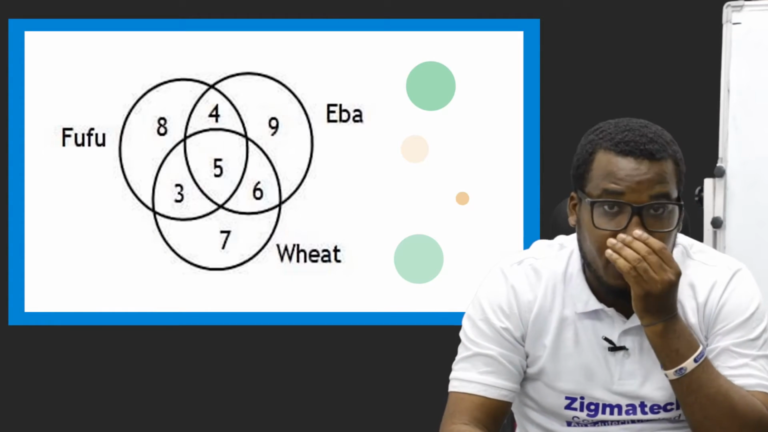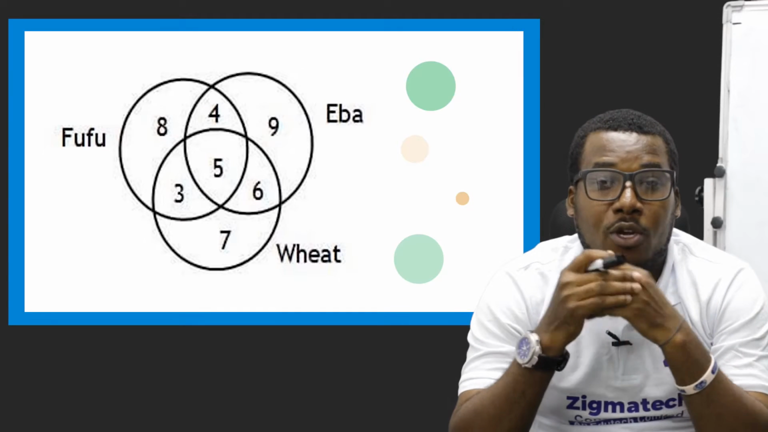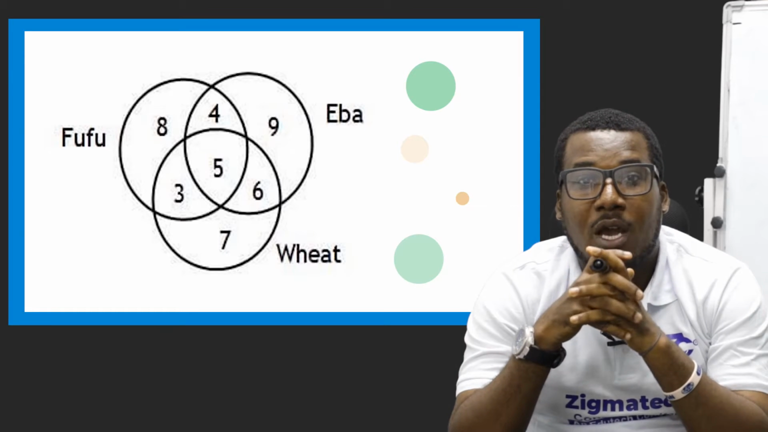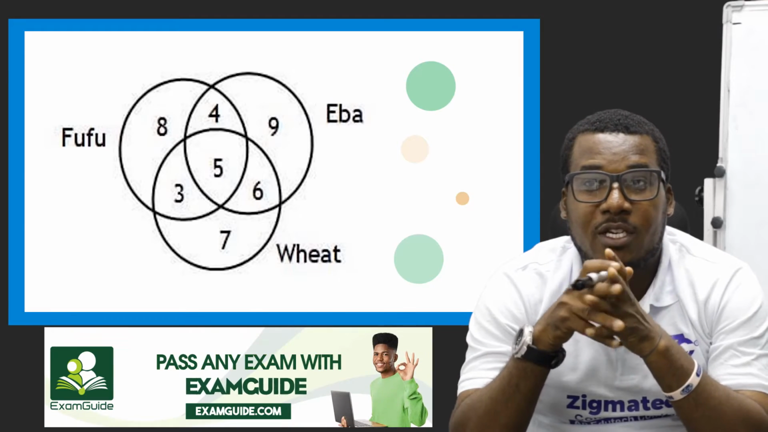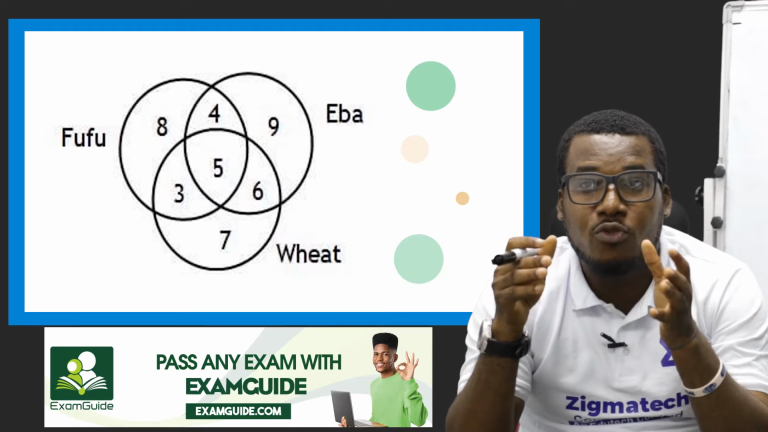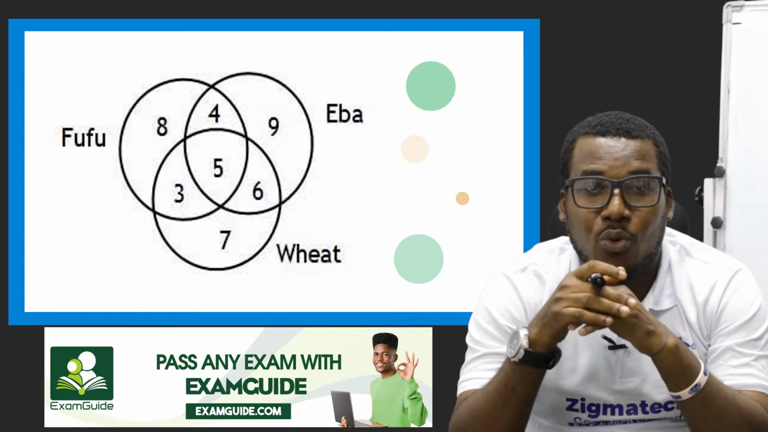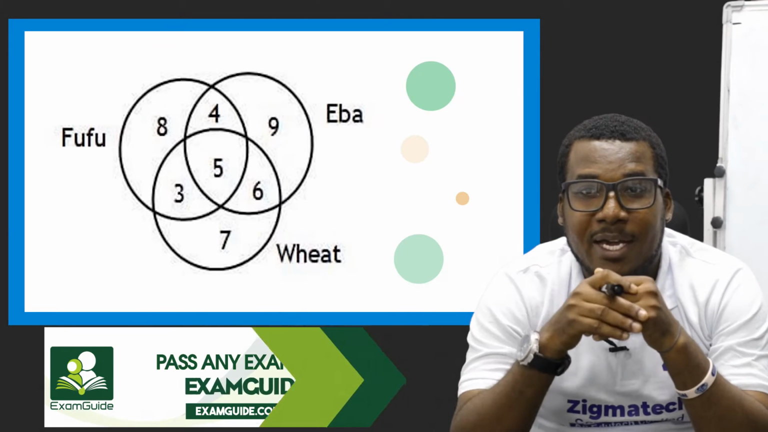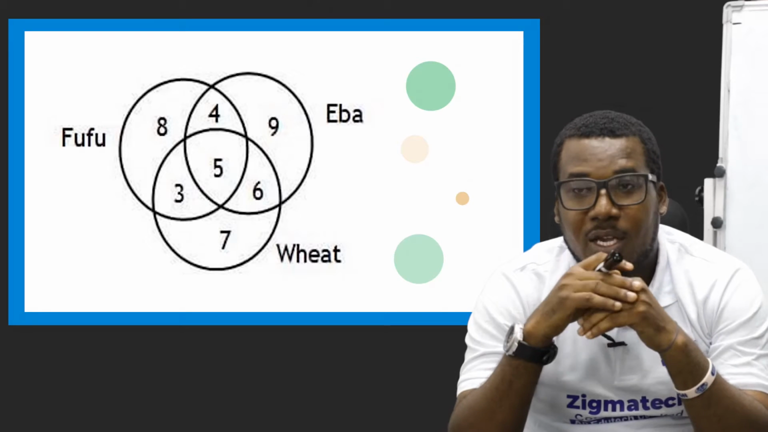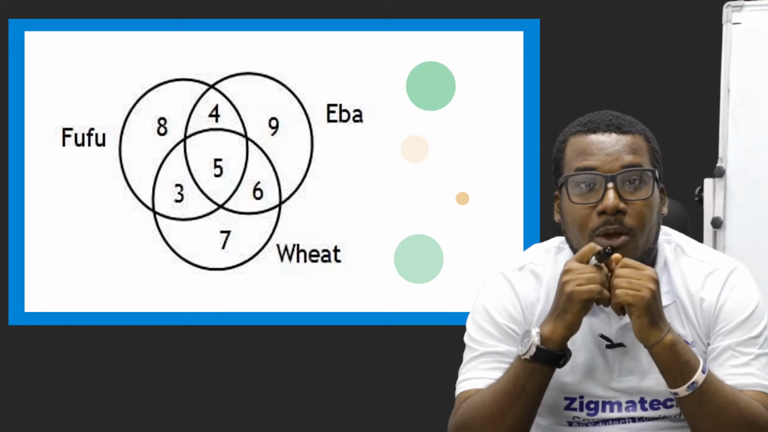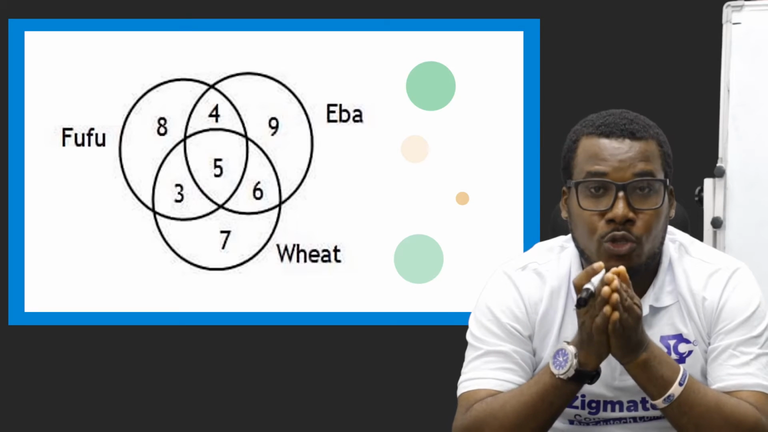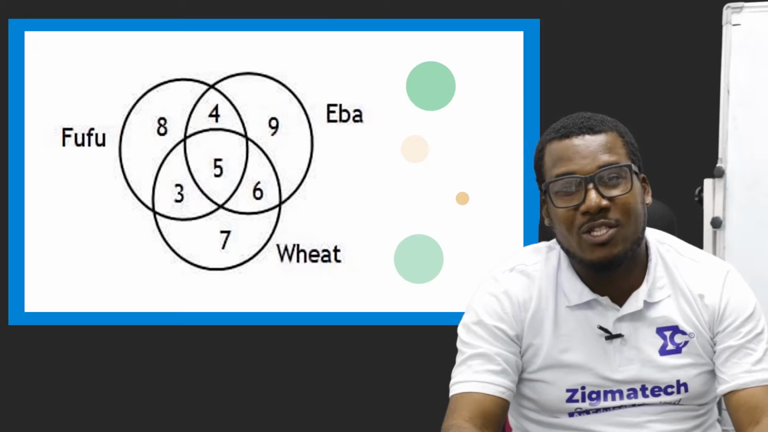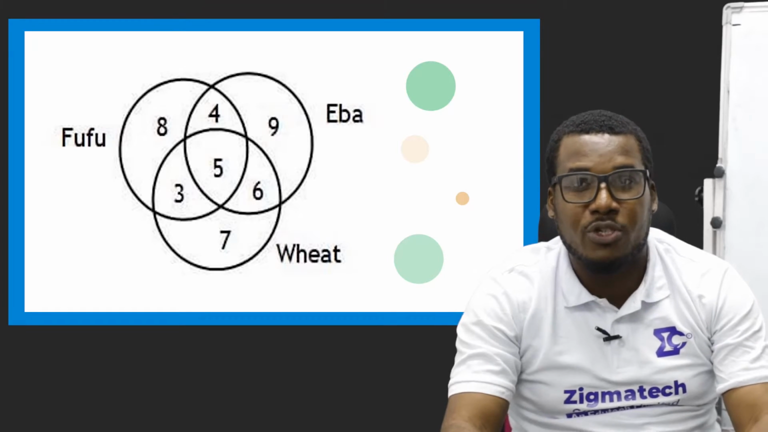Now, in this kind of questions, in your exams, you will come across questions where there is a comparison between figures and shapes. You're given a shape this way, and a series of numbers allocated to a particular item. It can be fufu, eba, or wheat. The problem people make with this kind of question is over-elaborate thinking. You think too much, you reason it too much, and that's why you fail it.